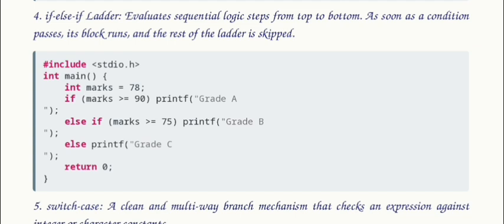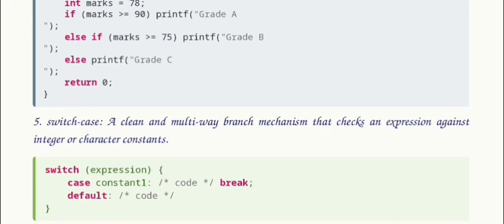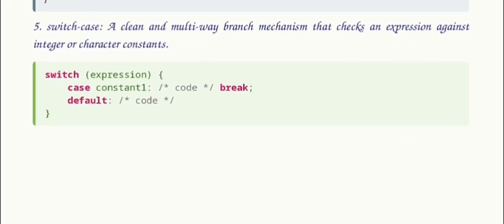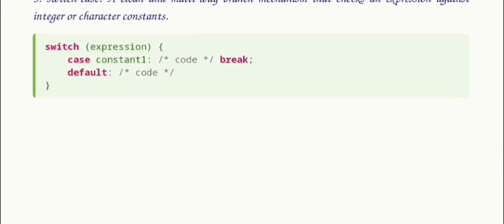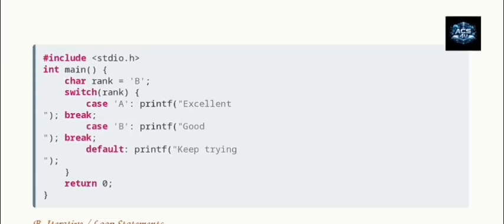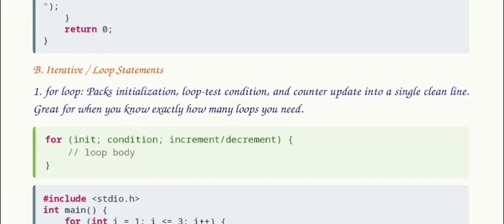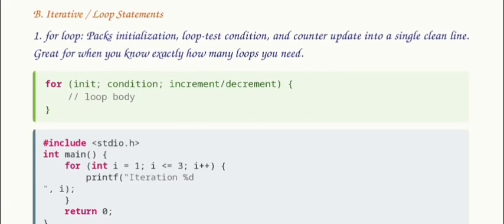Next one, the switch case. It is a clean and multi-way branch mechanism that checks an expression against integer or character constants. It is a simple syntax which is provided to you. Please note it down. Next, there comes a small program for the switch case. Up to here, these were about decision making. So now we are coming to the iterative or loop statements.